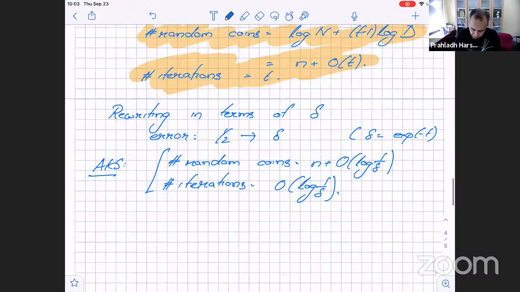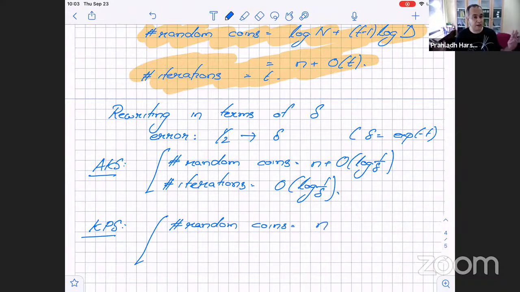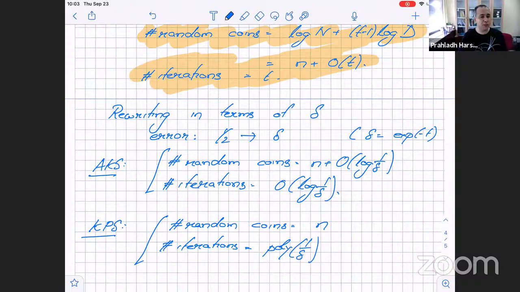How was the KPS construction? The KPS construction was also a half to delta. The number of random coins was just n. So in that sense, it's better than this one. You didn't use any extra random coins, but the number of iterations was poly in 1 over delta. So in terms of random coins, it's better, but in the number of repetitions you have to do, it's much, much worse than the AKS construction.